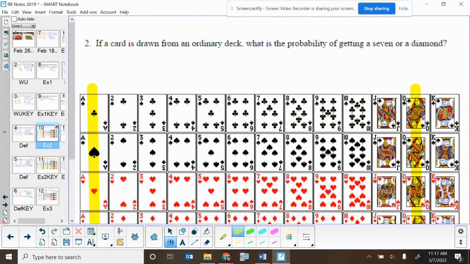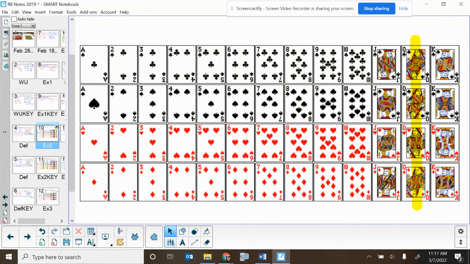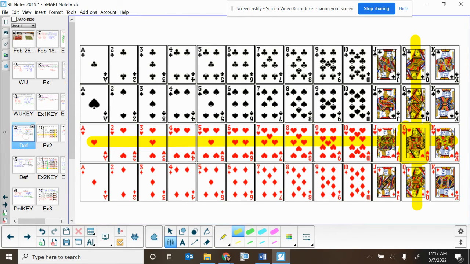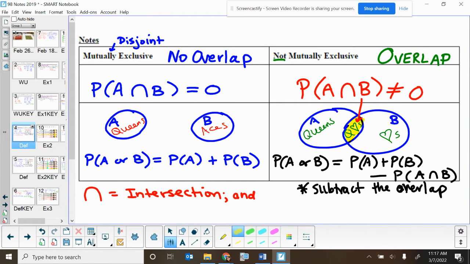So, for example, if you have queens and hearts, then I can say, oh, okay, I've got queens, but then I also have all of these hearts. And I have this card that is an overlap, which is the queen of hearts, because those two have an intersection. And so the queen of hearts is the intersection here.